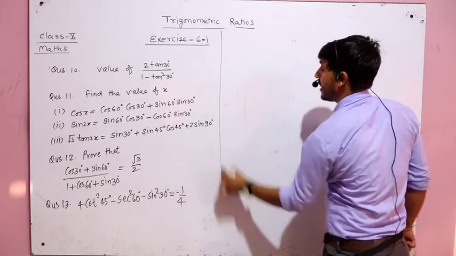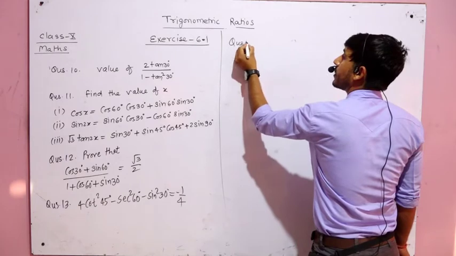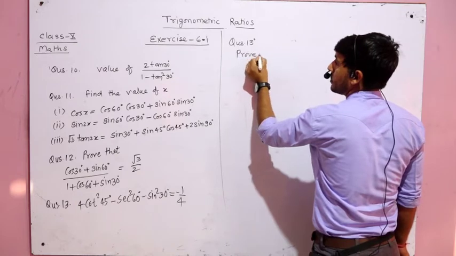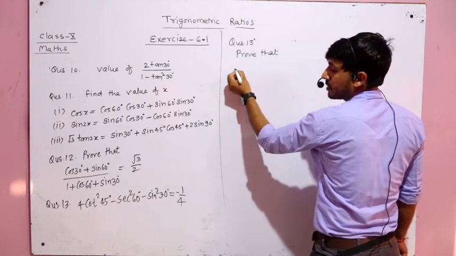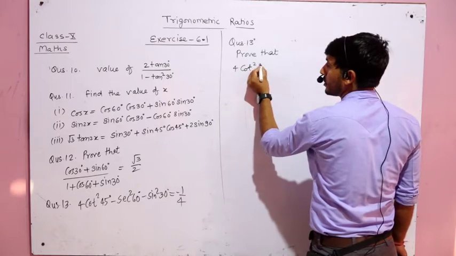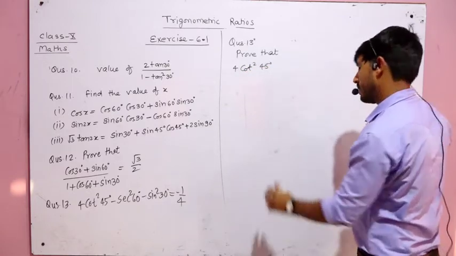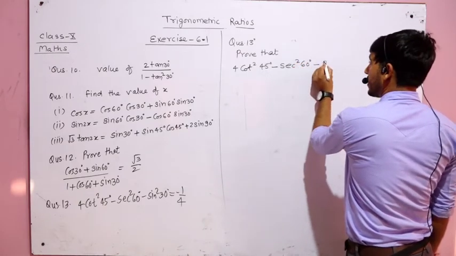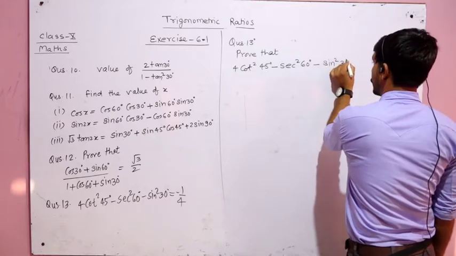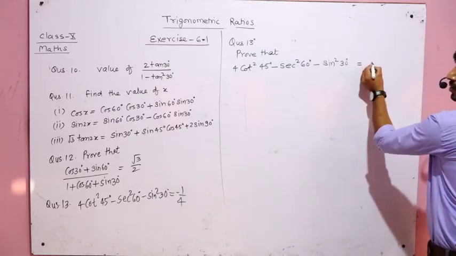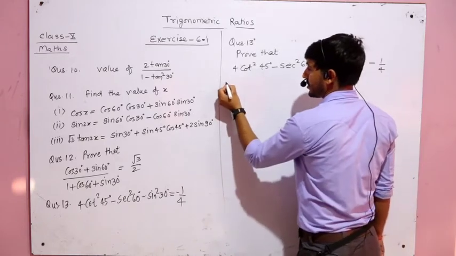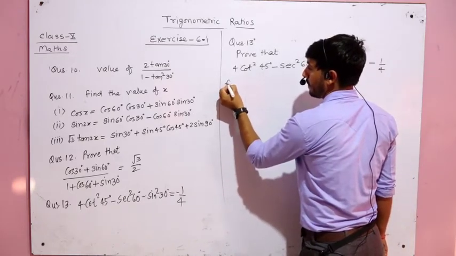Question number 13: prove that 4 cot square 45 degree minus sec square 60 degree minus sin square 30 degree is equal to minus 1 by 4. First we will take the LHS.